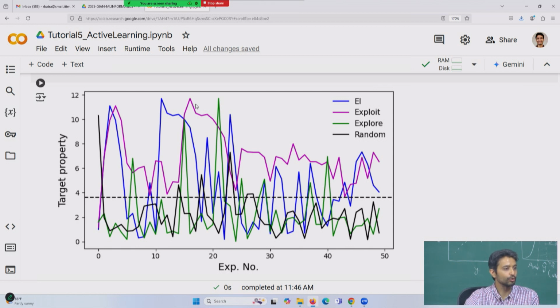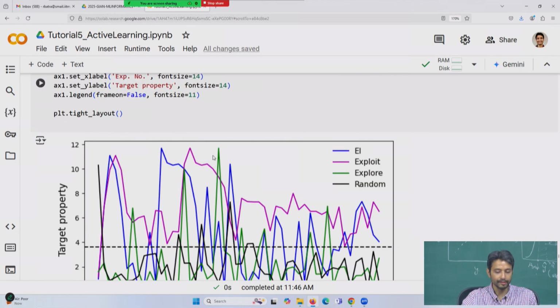Is it always true, or does it happen only for this particular data set, this candidate set? What do you guys think? It shouldn't always be the case, because experiments record properties for a particular data set only. Yeah, so this behavior that you are seeing, at the 11th experiment and so on, is obviously for this data set, but on average, expected improvement will do better than exploitation or exploration.